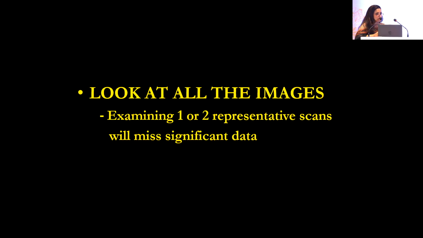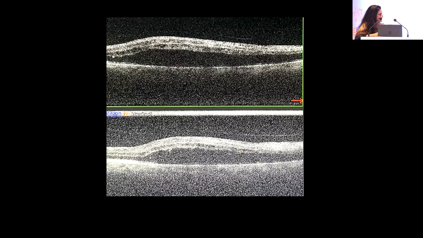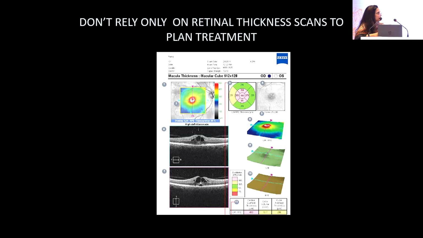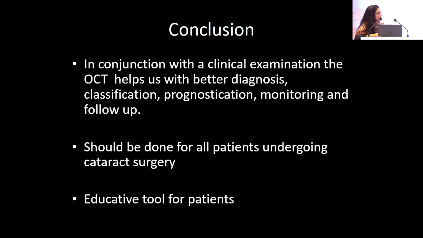Look at all the images. When you see all the cuts, see all the images. Do not look at just one scan. So this was my optometrist who came with this. I thought it was a CSR or some retinal detachment, but the patient actually had a BRVO. So if you've not got the correct cut, you will not be able to interpret. Don't rely only on the thickness scans. Please have a look at all the different scans and they'll give you a lot of information.